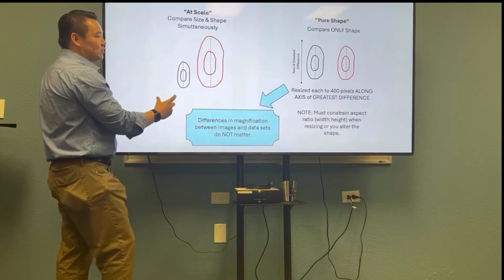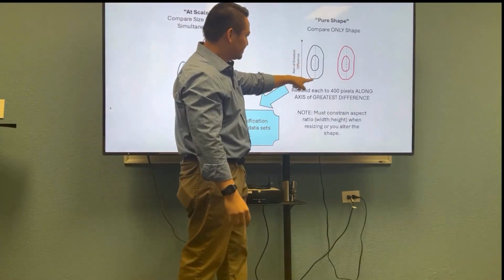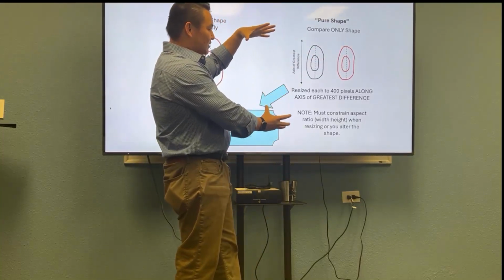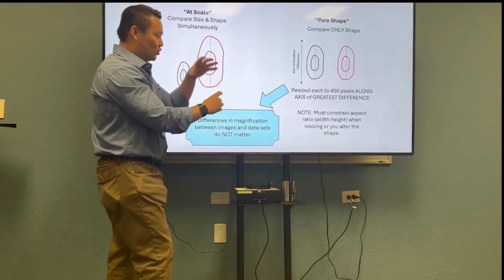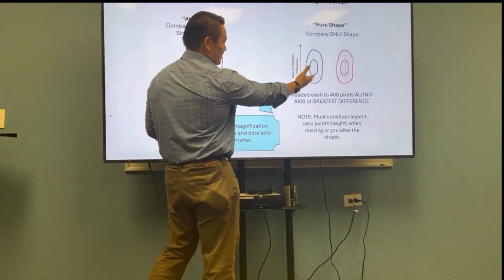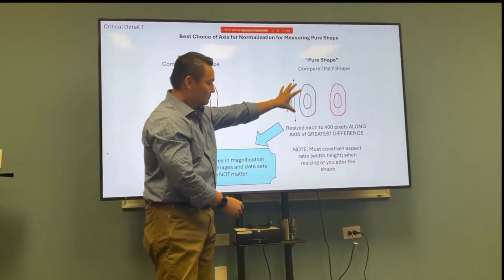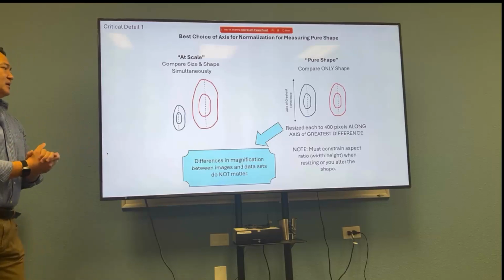But with pure shape, what we can do is resize all objects in a standardized way. In this case, I find the longest internal line, and I resize both while constraining the aspect ratios, width and height, so that a square stays a square. It doesn't become a rectangle. When you do that, we can measure what's called pure shape. What we've done is we removed the effect of size, and we're only measuring shape, okay? And this is something unique to Shape Genie.